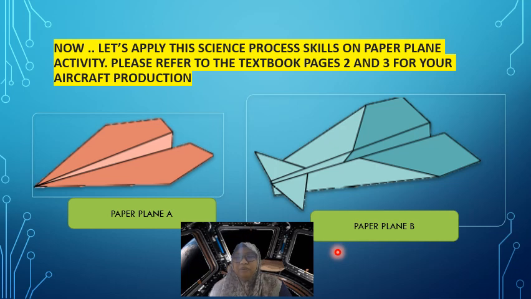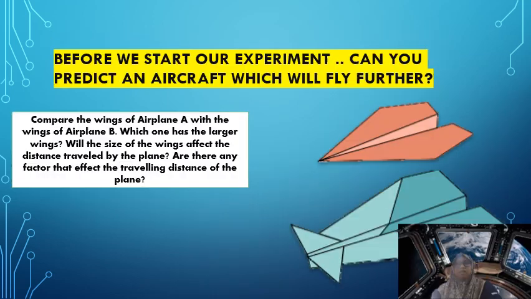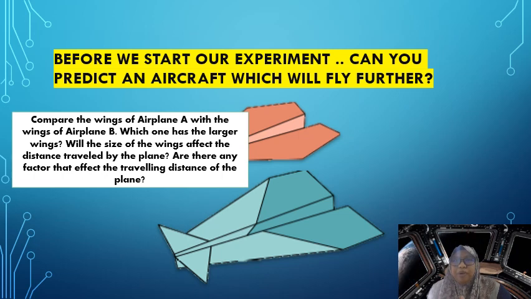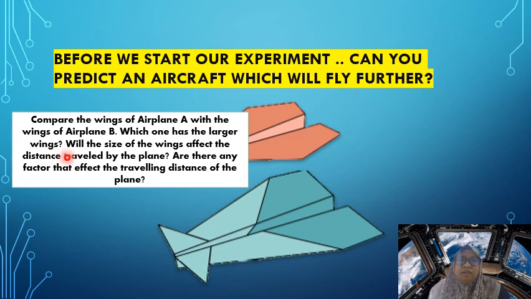Okay, before that you have to make your own plane. Stop. Okay, before we start our experiment, I want you to predict which aircraft will fly further. Okay, compare the wings of airplane A with the wings of airplane B. Okay, which one has the larger wings? Okay, this is airplane A and this is airplane B. Okay, will the size of the wing affect the distance traveled by the plane? Are there any factors that affect the traveling distance of the plane? So we have to predict first, and then let's see the other video that I made for you.